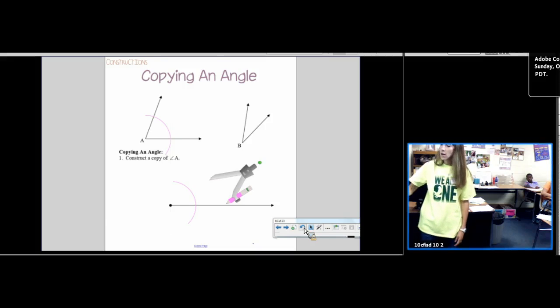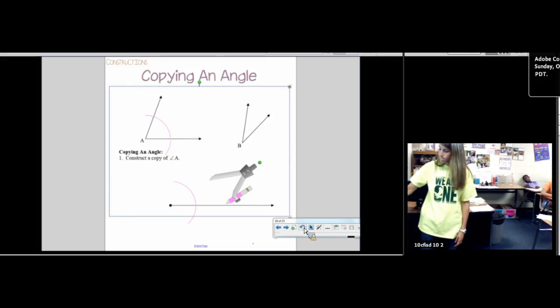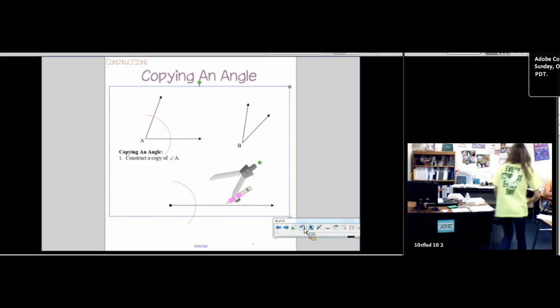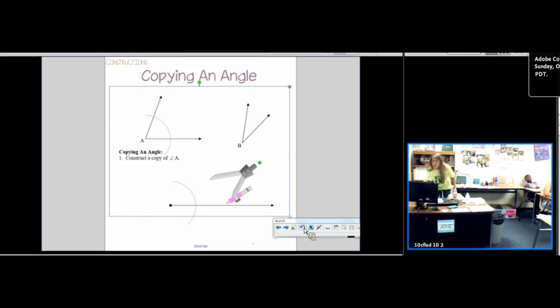You go back down to your arc. I'm going to have to do it with my mouse. And you put the needle right here where they intersect.